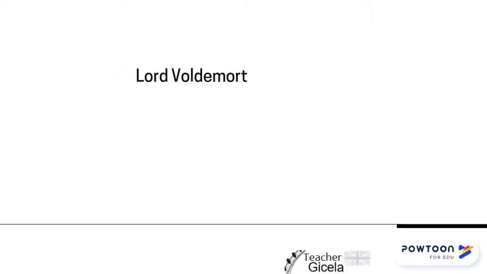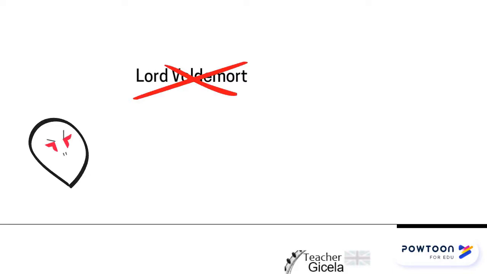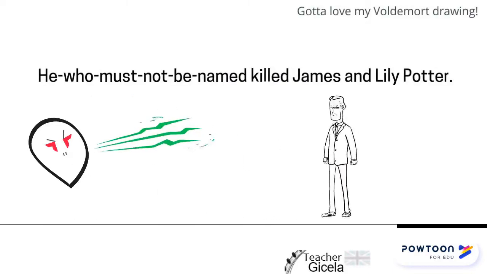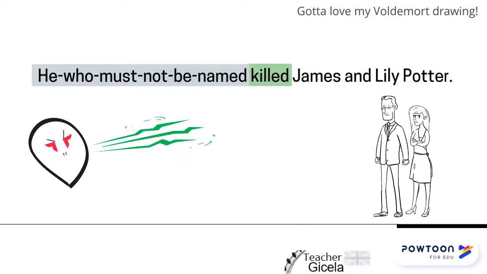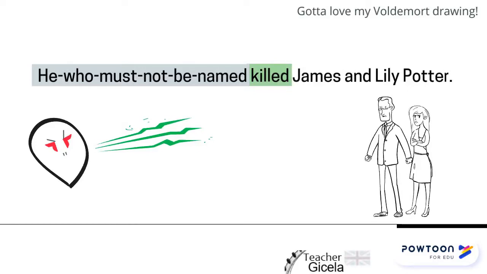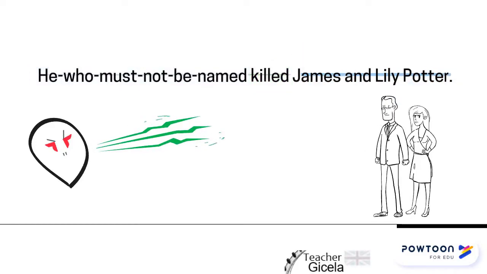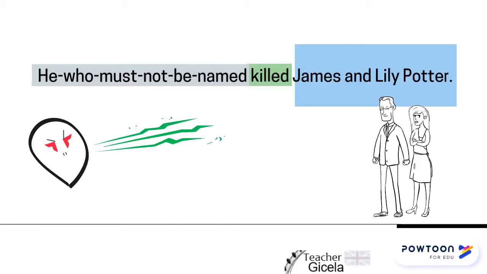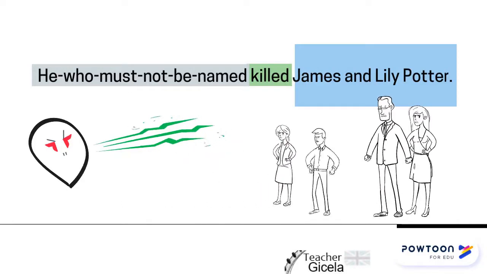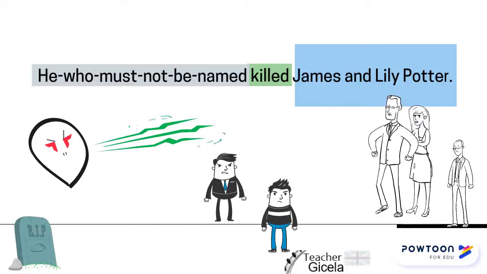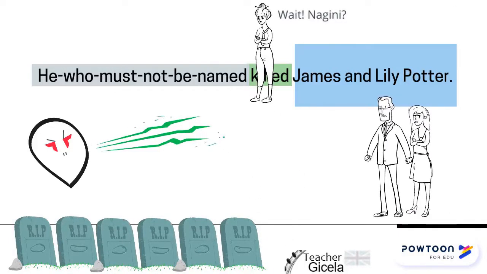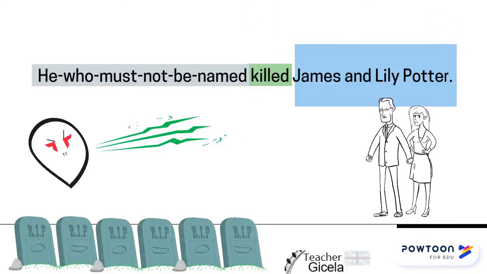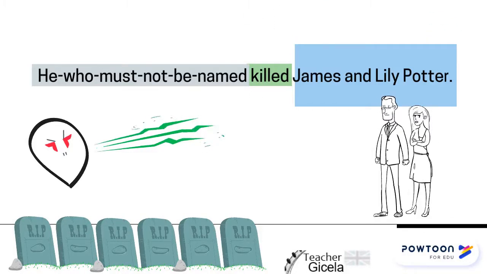Lord Voldemort. Sorry, scratch that. He who must not be named killed James and Lily Potter. Subject, he who must not be named. What did he do? Killed someone. Who did he kill? James and Lily Potter. Now, don't get smarty pants on me. I know he killed a whole lot of people, but we're focusing on this sentence. I might be a Potterhead nerd, but my first interest is that you understand the direct object.